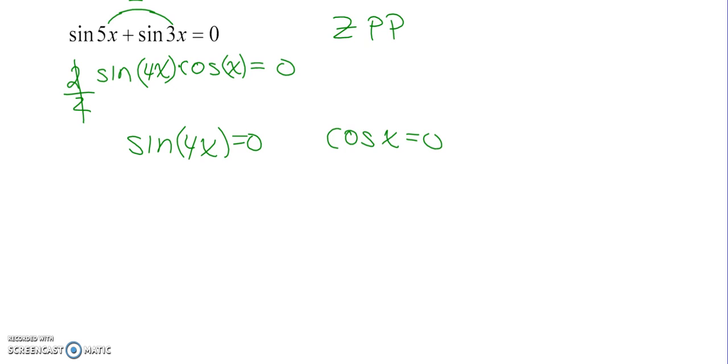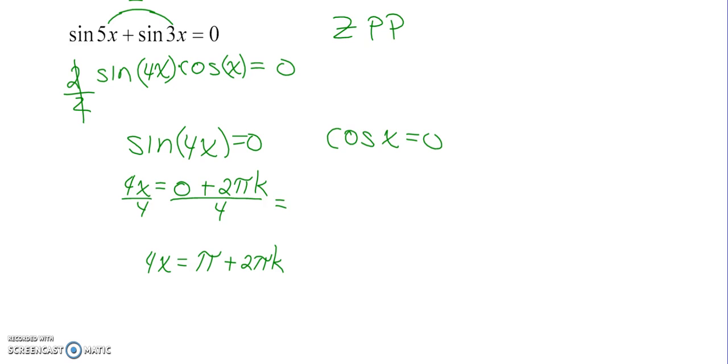Sine is equal to 0 at 0. So I could say 4x is equal to 0 plus 2 pi k. That would be one correct answer. There's also another place at pi, so 4x would be equal to pi plus 2 pi k. So if I solve this, I divide everything by 4. One of my answers here would be pi over 2 k. That's essentially multiples of pi over 2. My next one is going to be pi over 4 plus pi over 2 k.